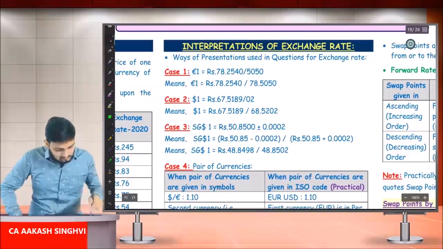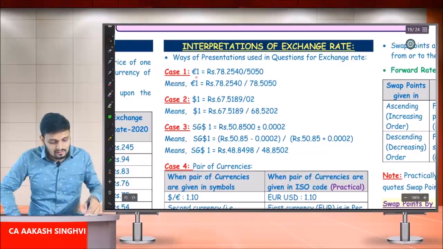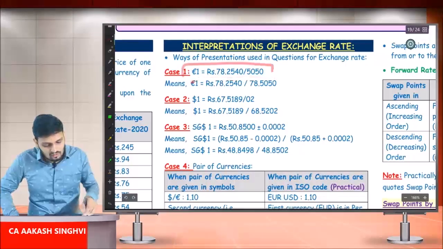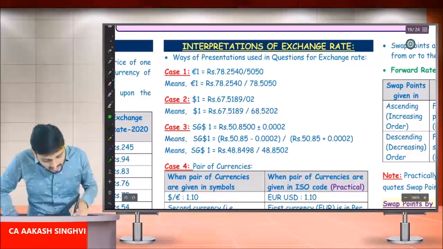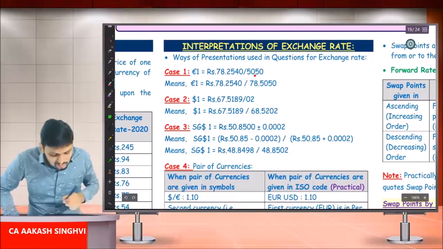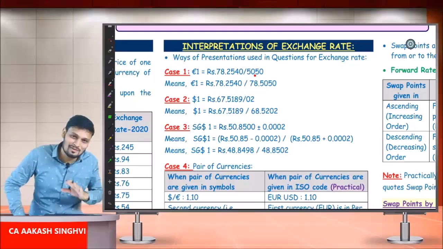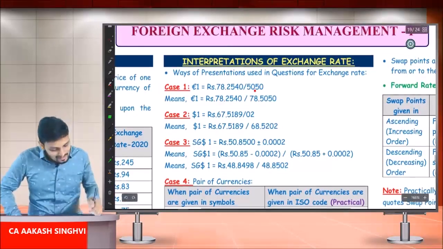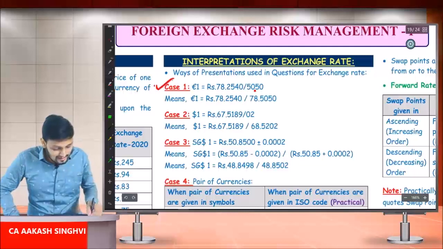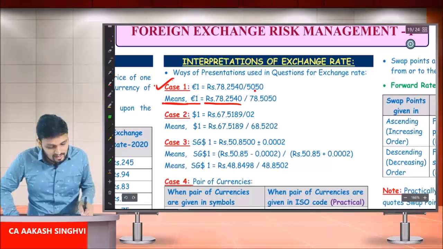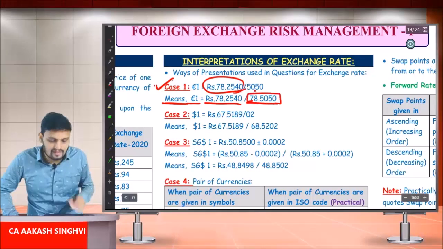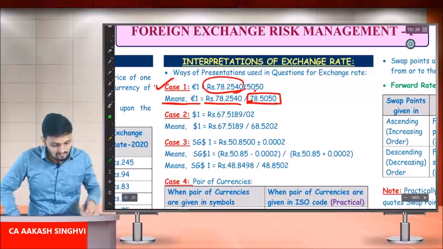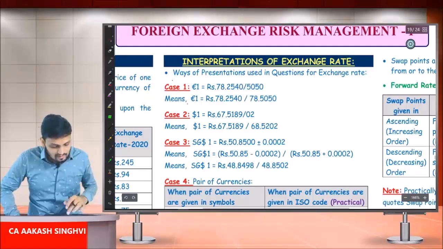Okay. Case 1. Euro 1 equals rupees 78.2540 / 5050. Sir, what does this mean, sir? 5050, is it? Has the ICAI missed the decimal point here? Should it be 50.50? No, it is not like that. I'll tell you. You should interpret it like this. It means 1 euro equals 78.2540 slash 78.5050. Right? 78.5050. This is how you have to interpret if in the examination they have asked you something like this.